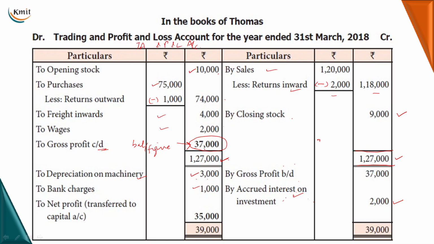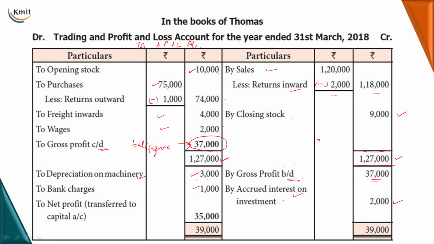So this balancing figure amount we term as gross profit carried down. The same gross profit from the trading account will be transferred to the P&L account, as here it is appearing on the debit side. Again, it will appear on the credit side of the P&L account, indicating it as an income. So it is entered as by gross profit brought down with the same amount, that is 37,000.